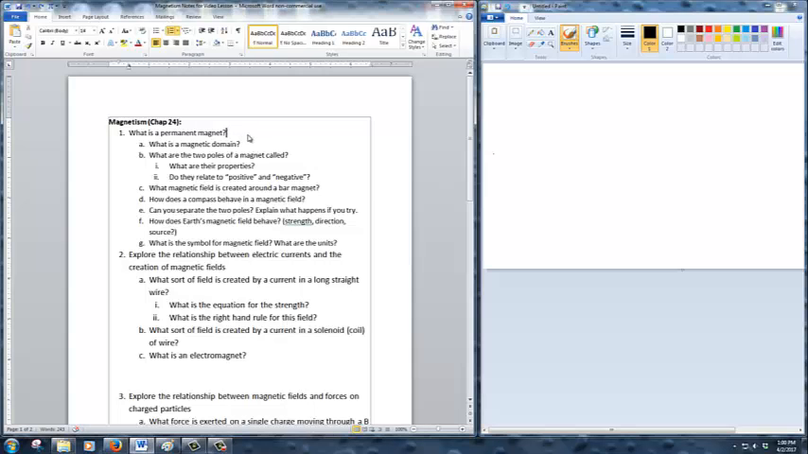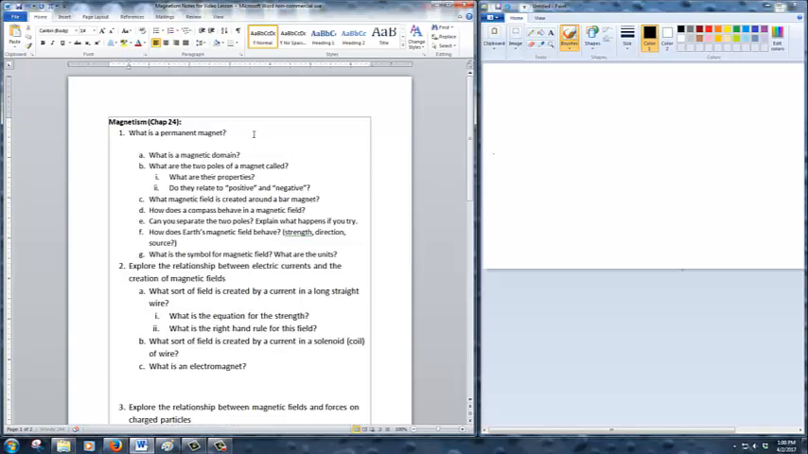So what is a permanent magnet? I'm also going to color code the answers and then post this. So a permanent magnet is going to be a physical object. Oh, this is not a dark enough blue. Sorry, bear with me here.